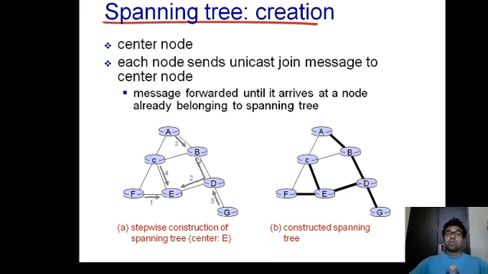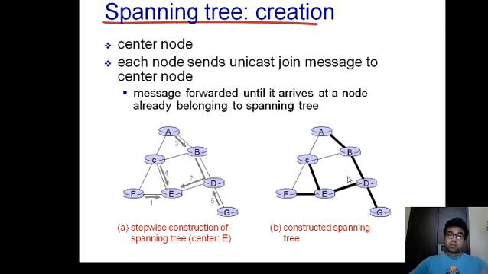Now all the nodes present in this particular network have already unicasted their tree join message to E, and they have found the spanning tree branches, and our minimum spanning tree is created over here. So this is a spanning tree used for broadcasting the information in this network from any node present in this network. And there will be no loop formation, there will be no broadcast storm, there will be no cycles, and there will be no redundancy.